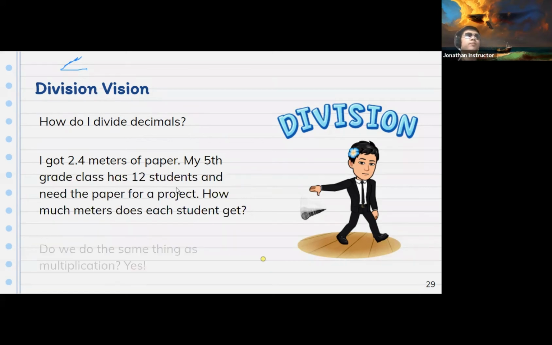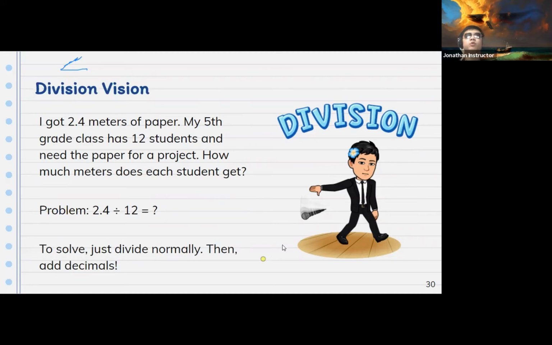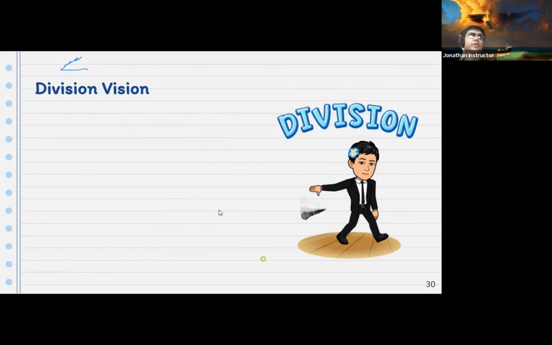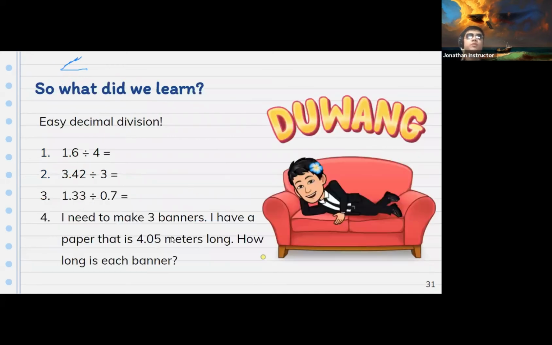So do we do the same thing as multiplication? The process is similar, but in the end, it's quite different. This problem is 2.4 divided by 12. To solve, just divide normally, and then we add decimals. So let's try that. 2.4 divided by 12: 24 divided by 12 is equal to 2. 2.4 has 1 number after the decimal, so we move 1 to the right. So then 2 becomes 0.2.